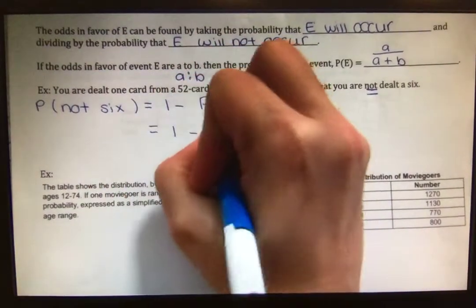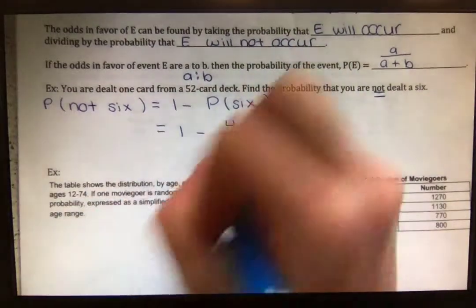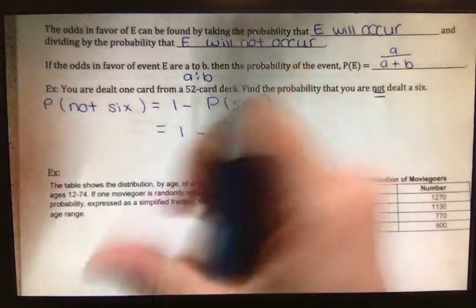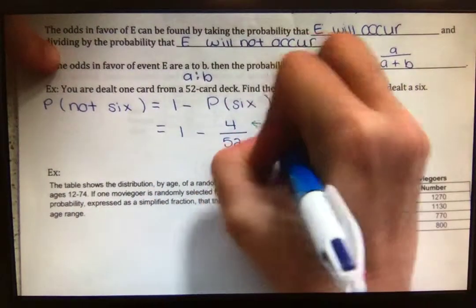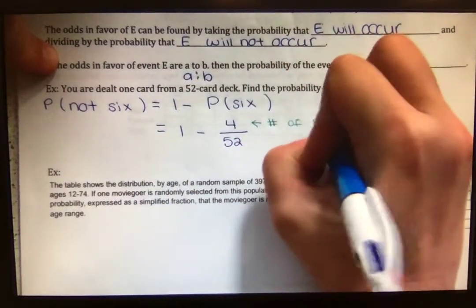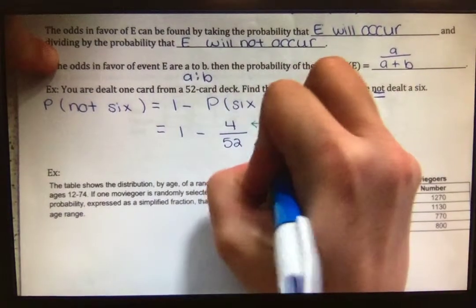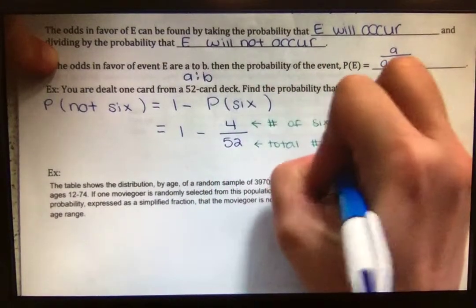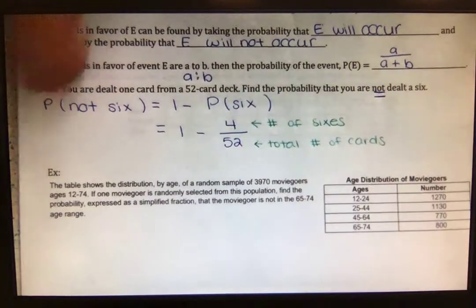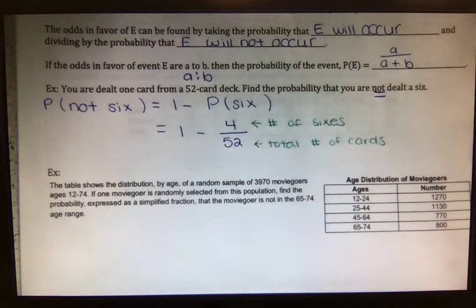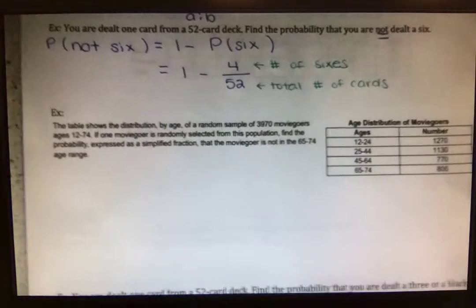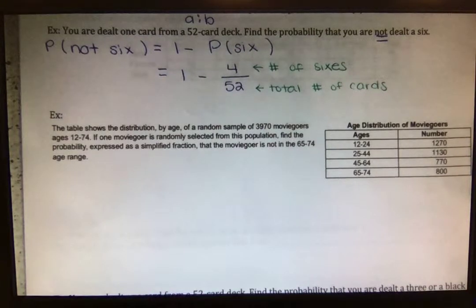So 1 minus, we have 4 6s out of how many cards total? 52. So remember, this is the number of 6s. And this is the total number of cards. So I have 1 minus 4 over 52. 4 over 52 is the probability of getting a 6. There are 4 6s out of 52 cards total.